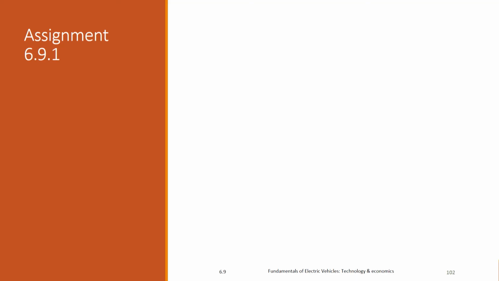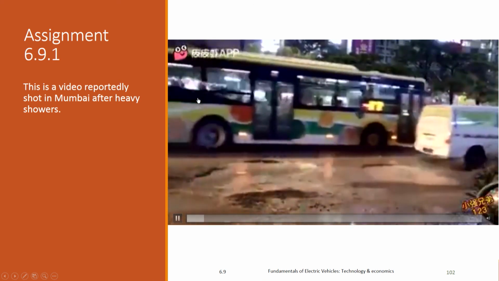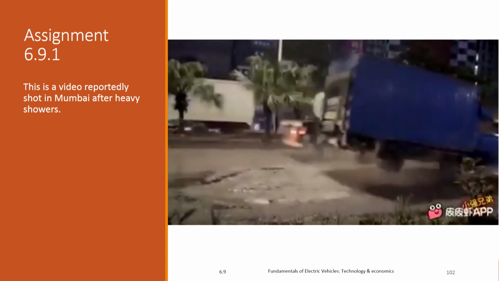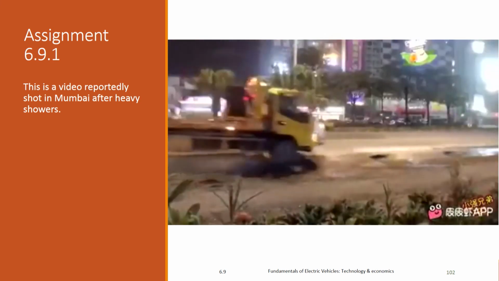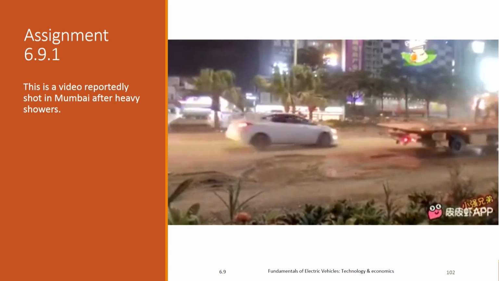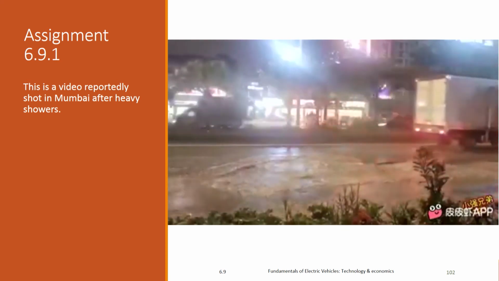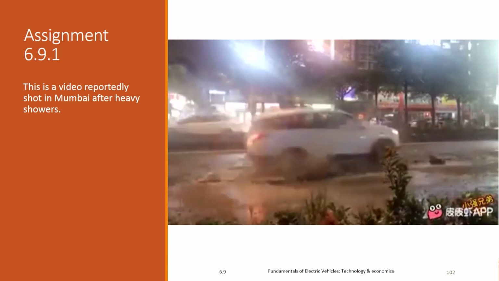I will conclude with just giving you an assignment. It is a fun assignment. It is a video that was apparently shot somewhere in Mumbai after some rains. The audio is not clear, but you can make out what is happening. People are trying to overtake on the fast lane without realizing that the road there is damaged. So they are coming at fairly high speed and then suddenly they are jolted by the bumps that they are seeing.